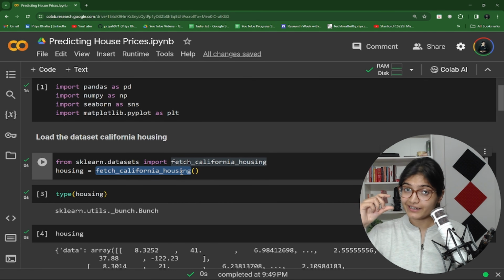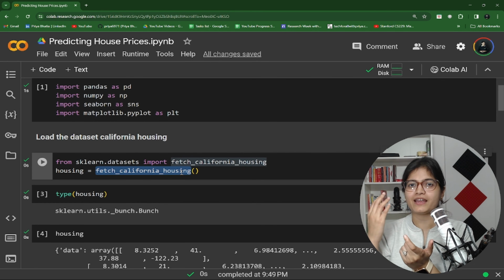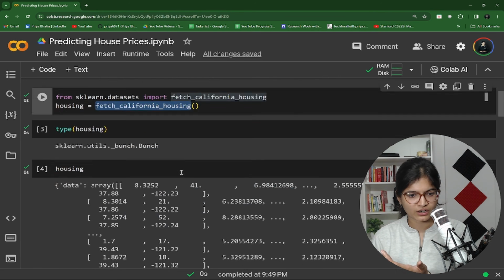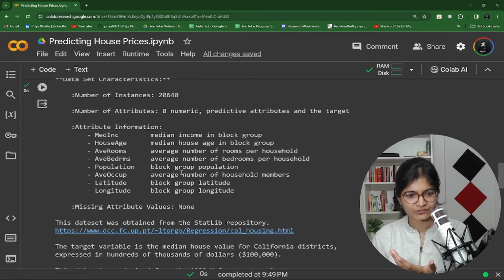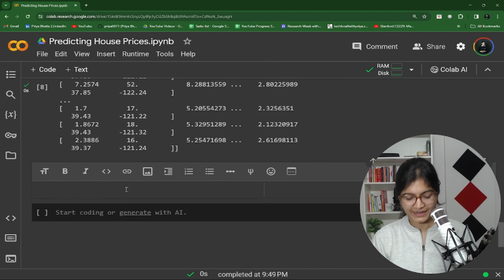That target number is the price of that particular house, depending upon the house age, number of bedrooms, number of rooms per household, income, and so on. In the upcoming session, the next important step in the pipeline is how we can prepare the data.